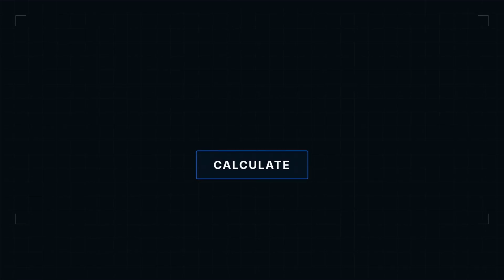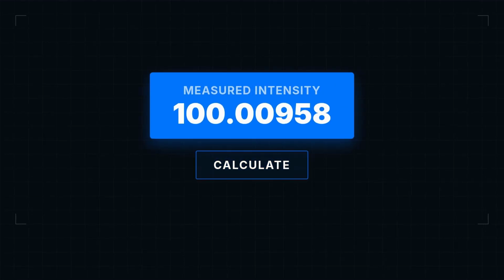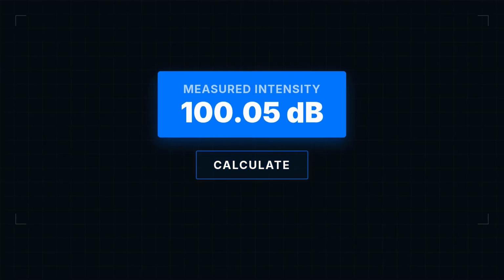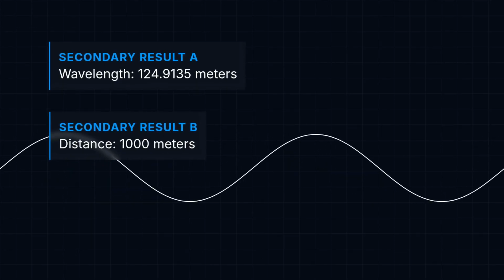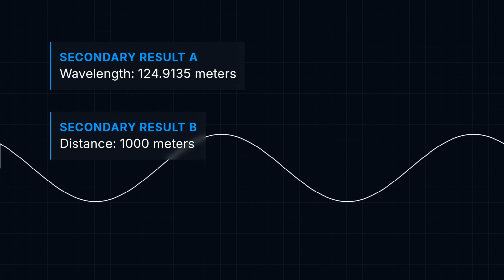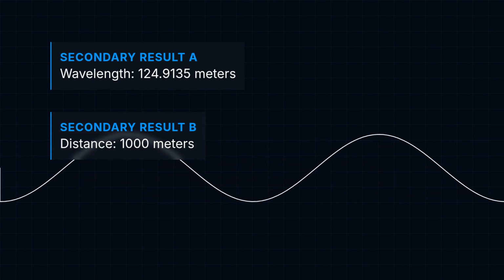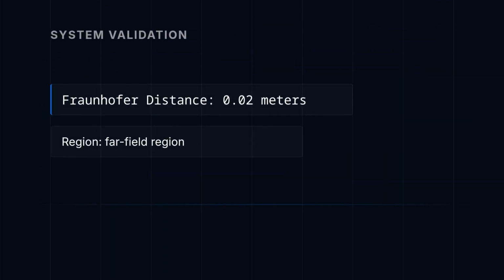After clicking Calculate, the results show free space path loss is 100.05 dB. The wavelength is 124.9135 meters at our 2.4 GHz frequency. The distance converts to 1,000 meters. The Fraunhofer distance for a 1 meter antenna is 0.02 meters, and the status confirms the distance is in the far field region, making the FSPL calculation valid.